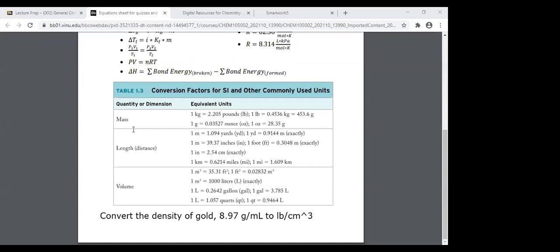Okay. So we're going to have 0.4536 kilograms over 453.6 grams. So that'll take care of that. Because we're trying to get to pounds per cubic centimeter. So that, wait, what? That doesn't work. Okay. 8.97 grams over 1 milliliter times. Okay, we're trying to get grams to pounds. 1 pound equals that many kilograms. That many kilograms equals that many grams. So, oh, wait, okay, no, that does work because.